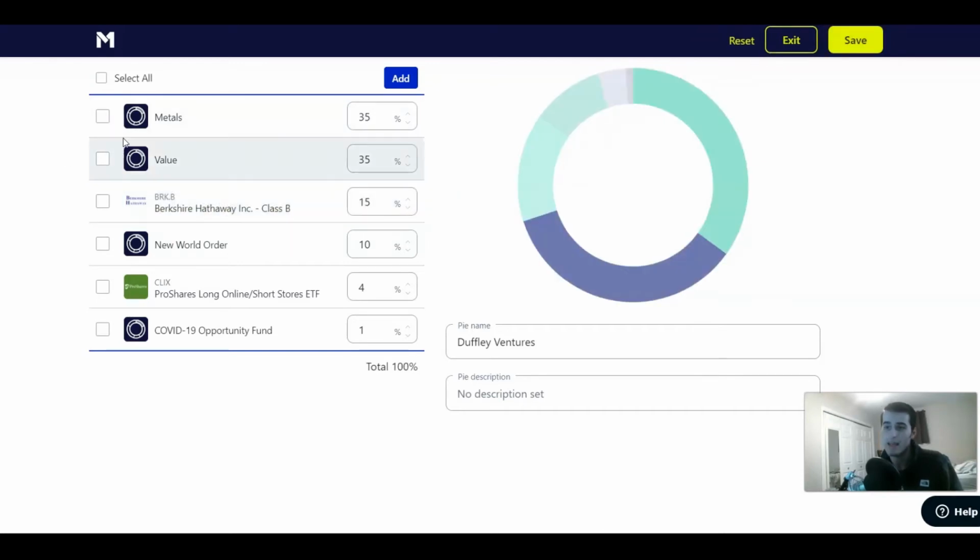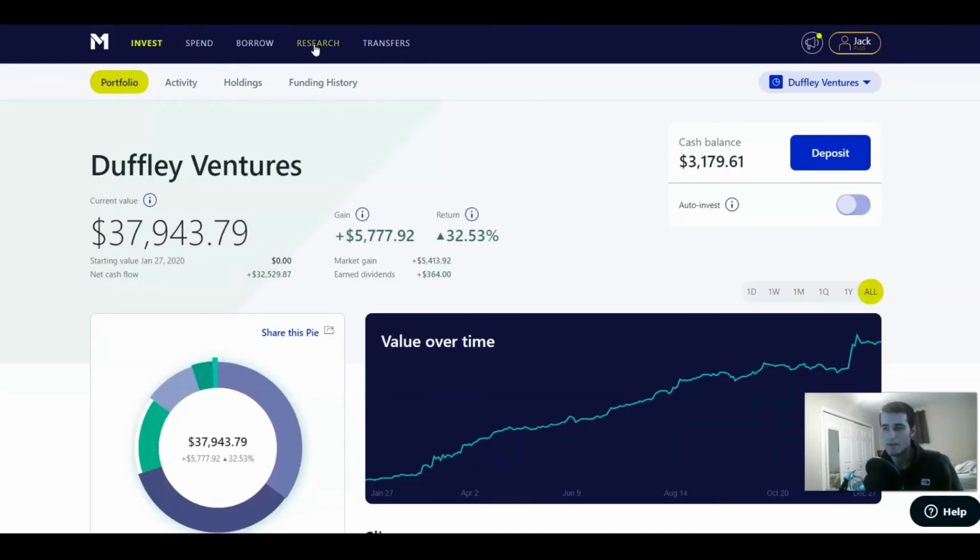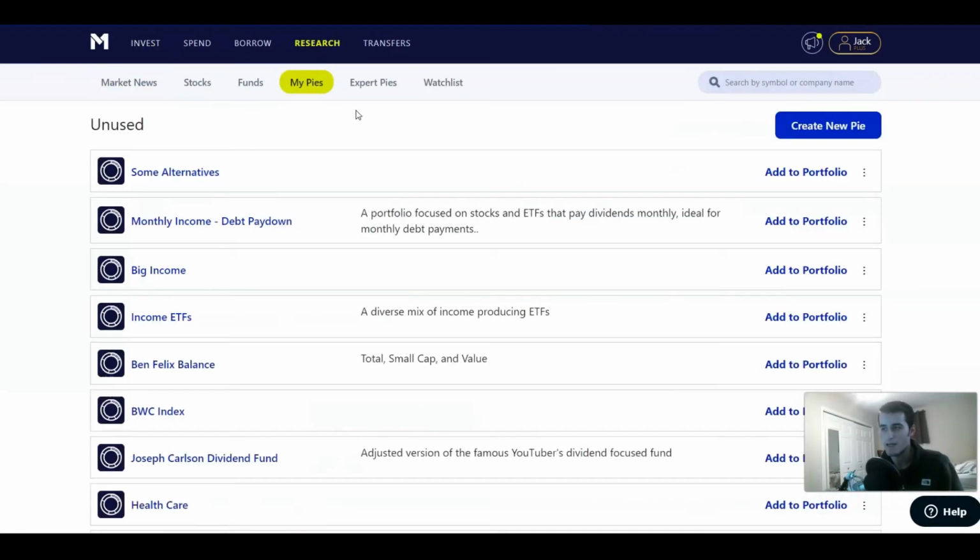And if you wanted to add another pie within it, you would have to actually go to the pie tab. And to get to the My Pies tab, I'd hit research up here, go to My Pies, and you'll see a bunch in here. I don't use all of them. A lot of this is just kind of experimenting and seeing what's up. And I've also imported some pies from other users, which is something you can do like I mentioned earlier. So if you want to import mine or someone else's who uses M1 Finance, it's very easy to share a pie as well. But I'd hit create new pie up here.